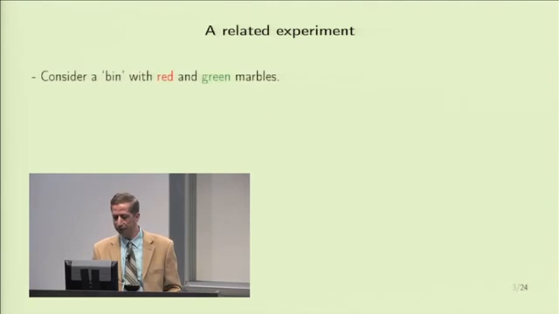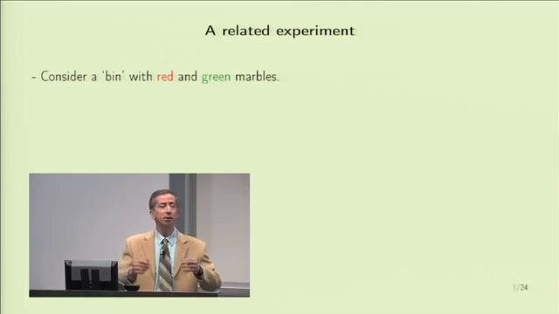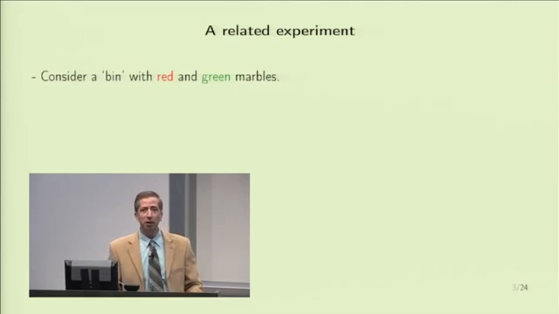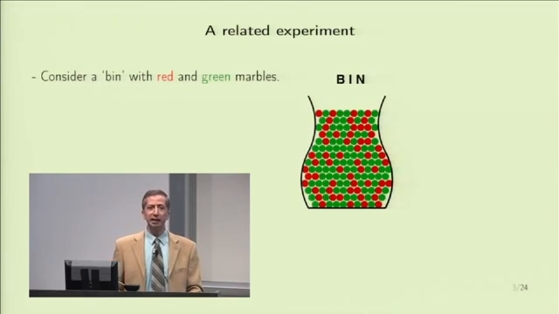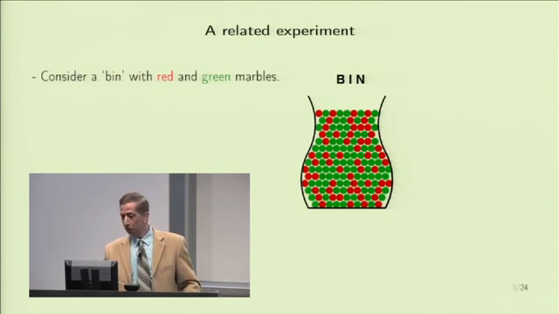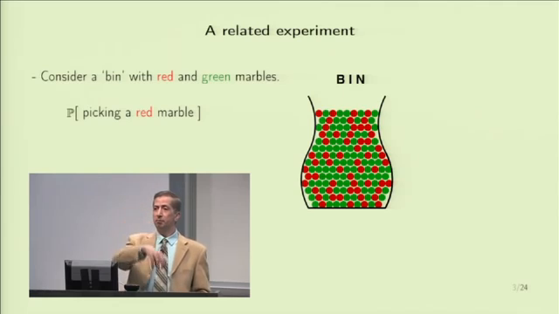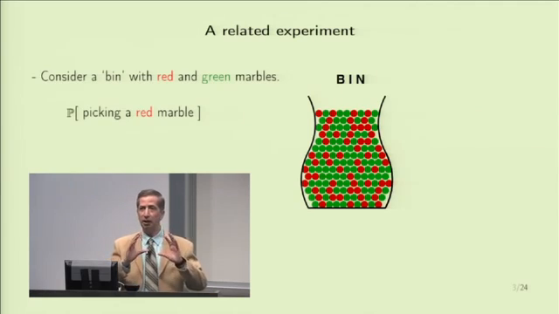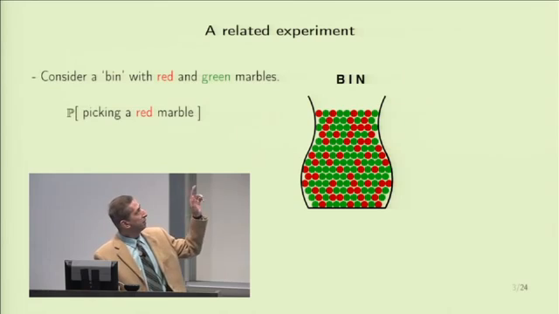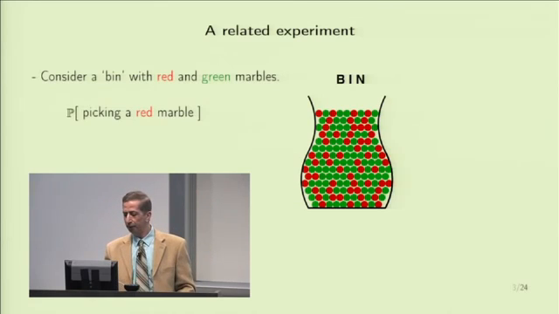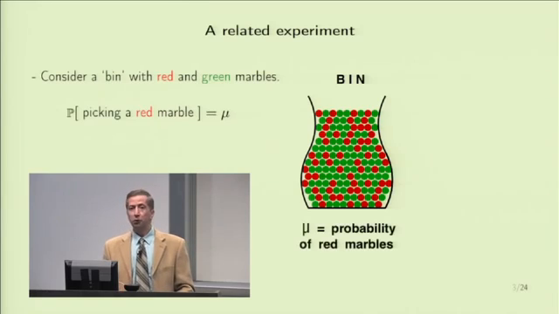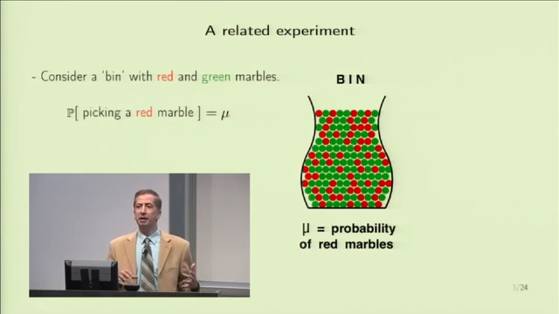Consider the following situation. You have a bin, and the bin has marbles. The marbles are either red or green. Okay, that's what it looks like. And we are going to do an experiment with this bin. And the experiment is to pick a sample from the bin, some marbles. So let's formalize what the probability distribution is. There is a probability of picking a red marble, and let's call it mu. Okay? So now you think of mu as the probability of a red marble.